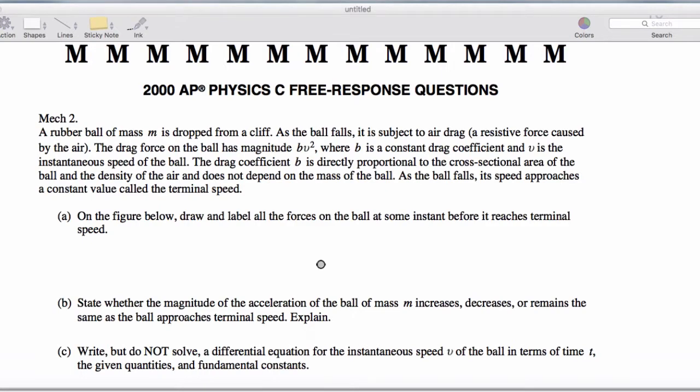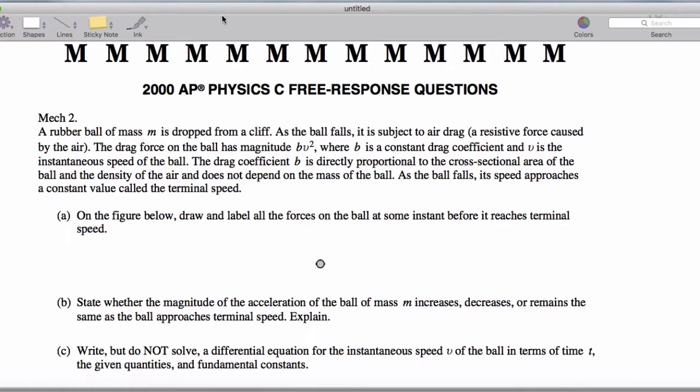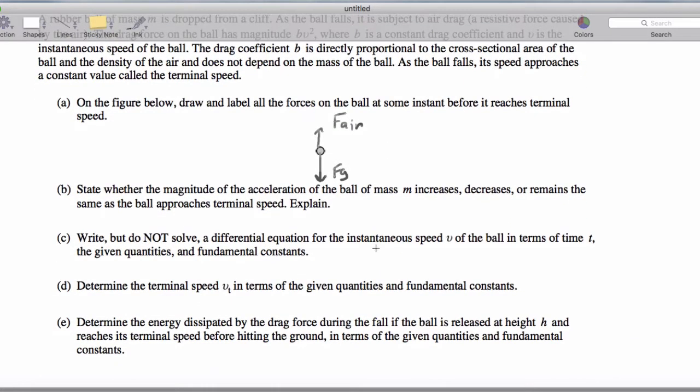All right, our air resistance problem, just to review. We always want to draw the forces on the ball before it reaches terminal speed. Always we draw an air resistance. And since we haven't reached terminal speed yet, that means the weight force is a little bit bigger. I'll write it as Fg because a lot of times the AP tends to do that.